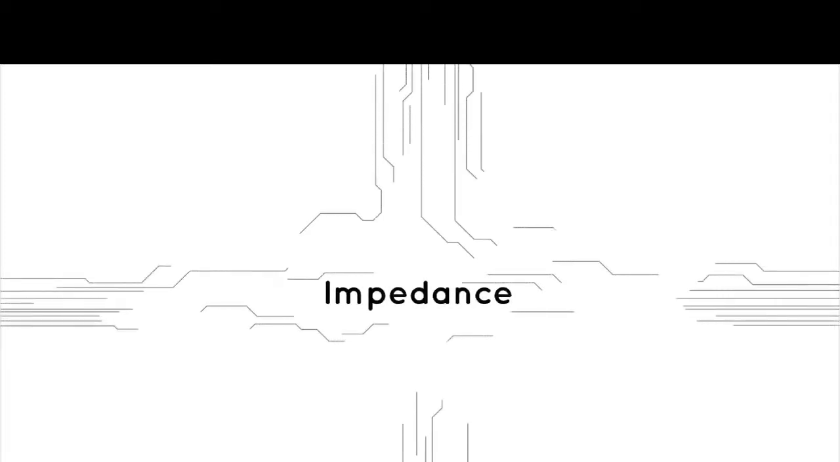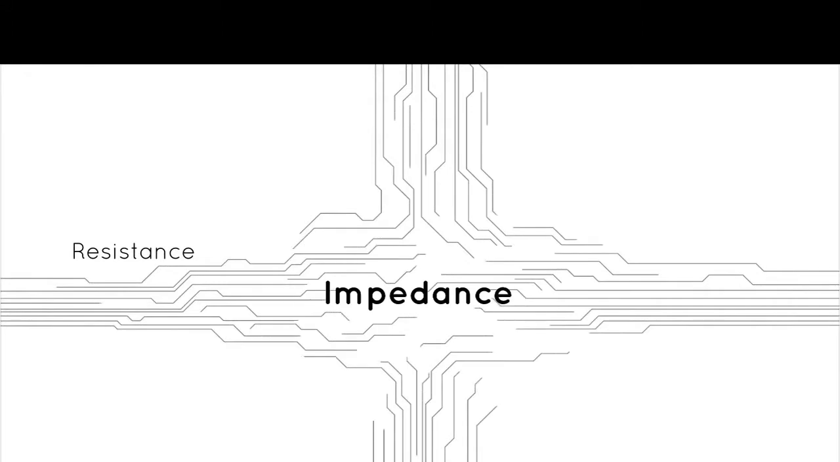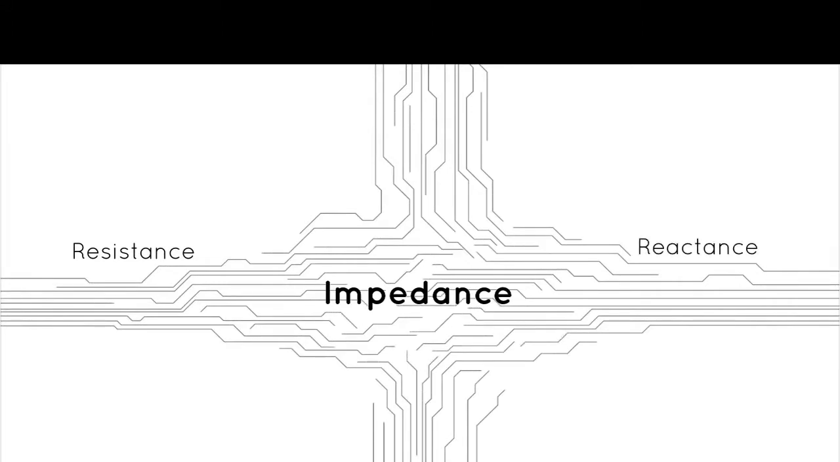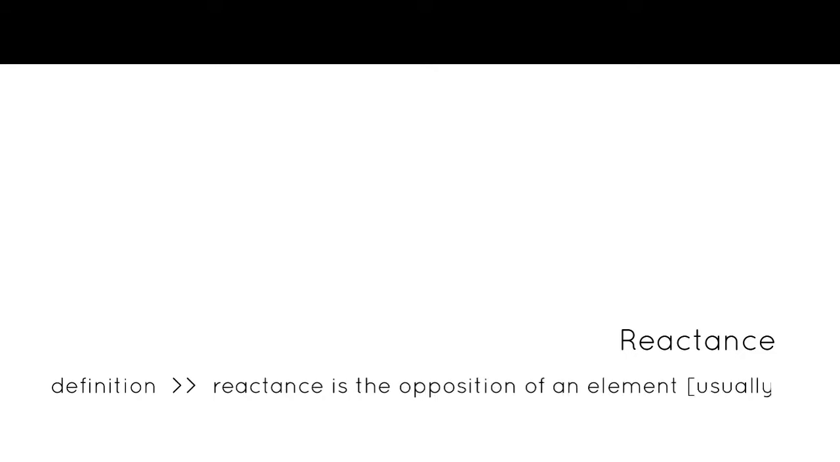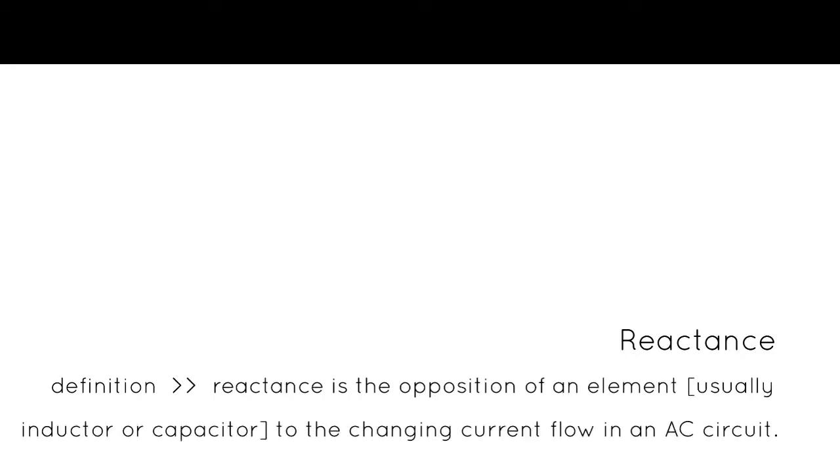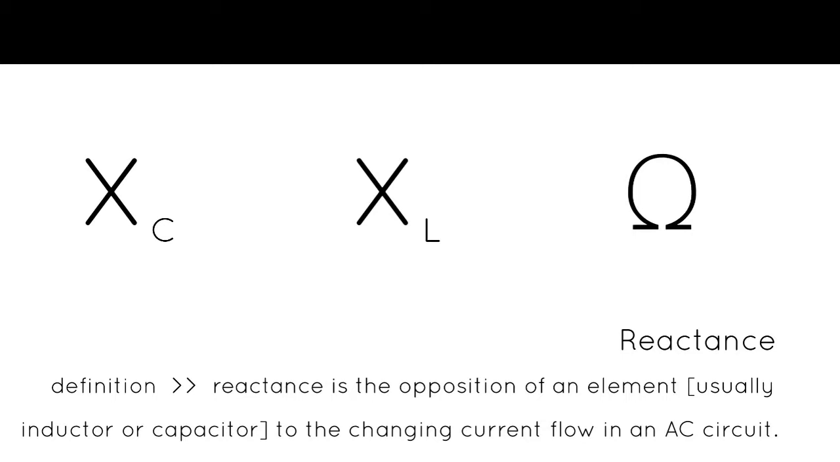Impedance is the oppositional forces induced by elements within a circuit, of which there is resistance and reactance. But what is reactance? Reactance is defined as the opposition of a circuit element, usually an inductor or a capacitor, to the changing current flow in an AC circuit. For a capacitor it is denoted by XC, for an inductor XL, and it is measured in ohms.